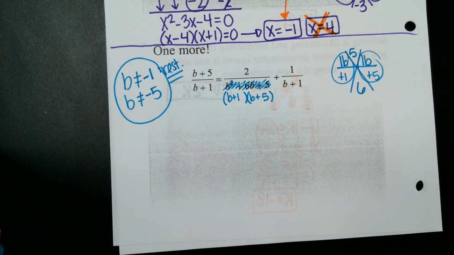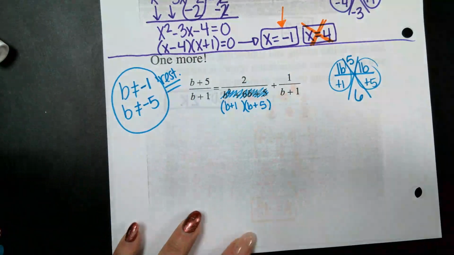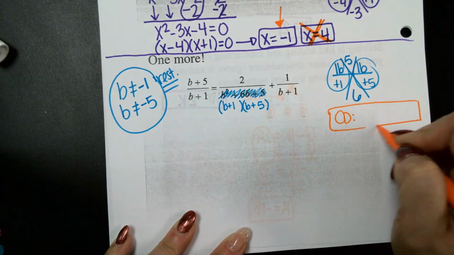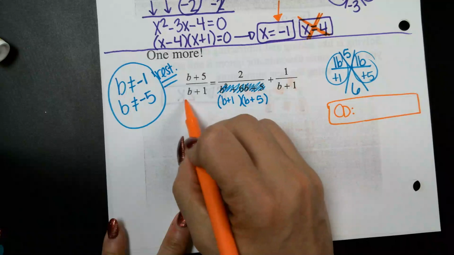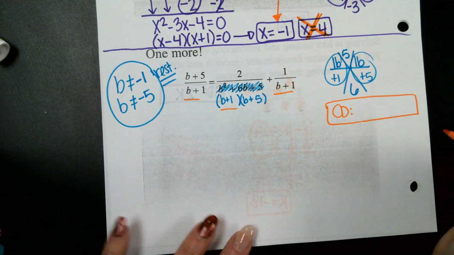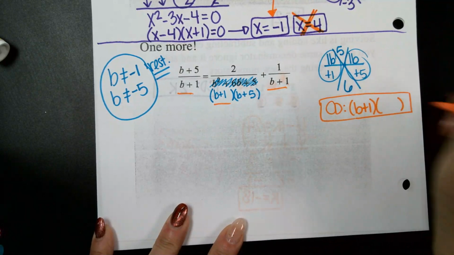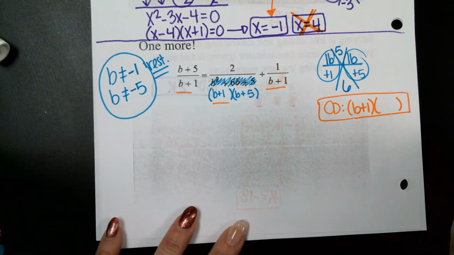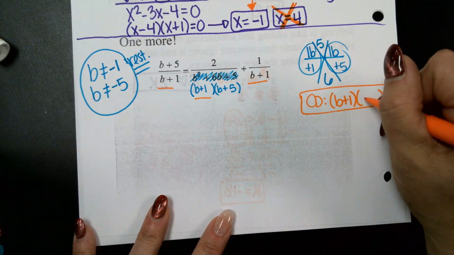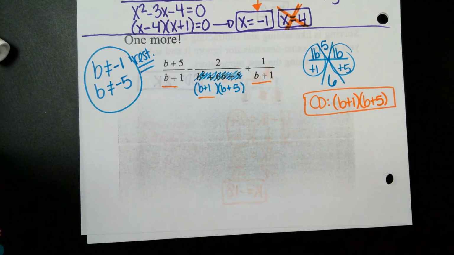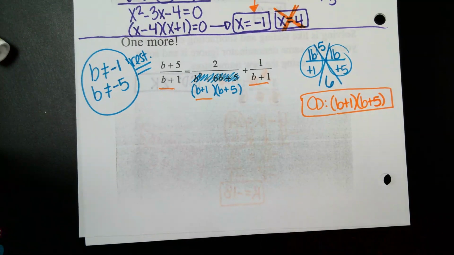Okay. So now let's establish our common denominator. Let's write it over here so we've got some space. Okay. All three fractions actually have something in common, right? All three of them have a b plus 1. So we know we're going to use the b plus 1. But then what's the piece they don't have in common? B plus 5. Yeah, so we have to use that as well. So those are the two sets of parentheses that make up your common denominator.